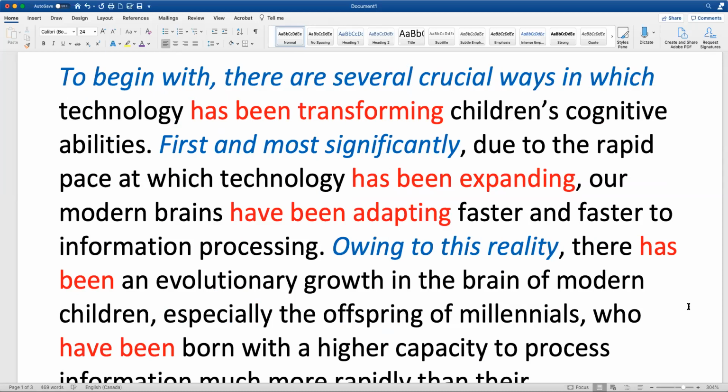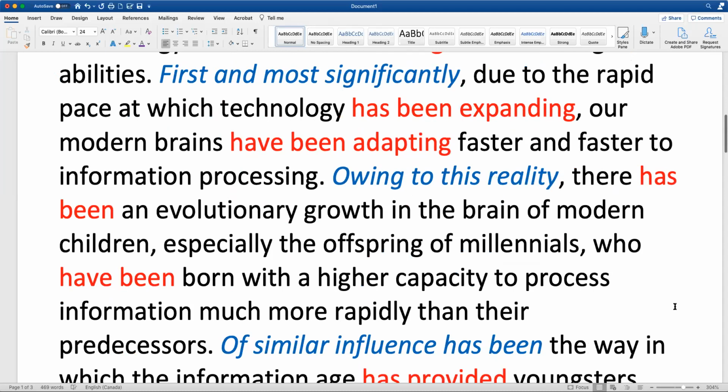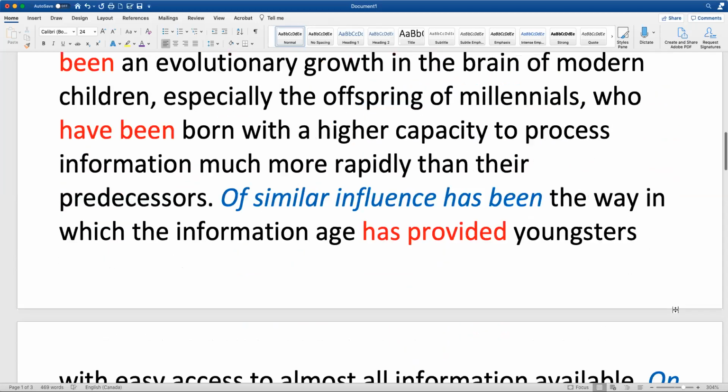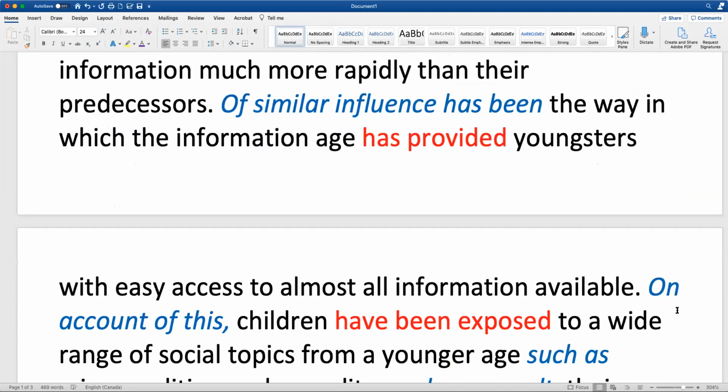First and most significantly, due to the rapid pace at which technology has been expanding, our modern brains have been adapting faster and faster to information processing. And what does this mean for children, Michelin? Owing to this reality, there has been an evolutionary growth in the brain of modern children, especially the offspring of millennials who have been born with a higher capacity to process information much more rapidly than their predecessors. Okay, well, now let's connect this to another idea here, Andrew.